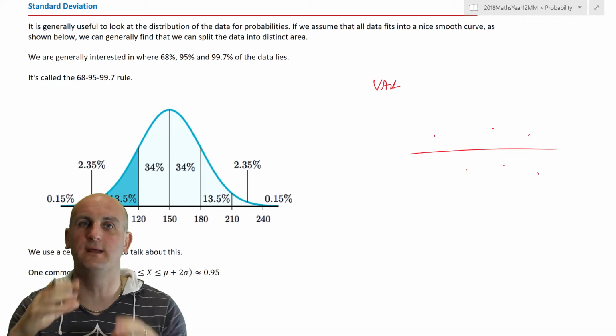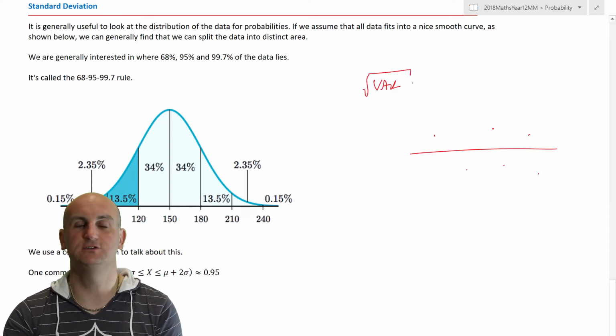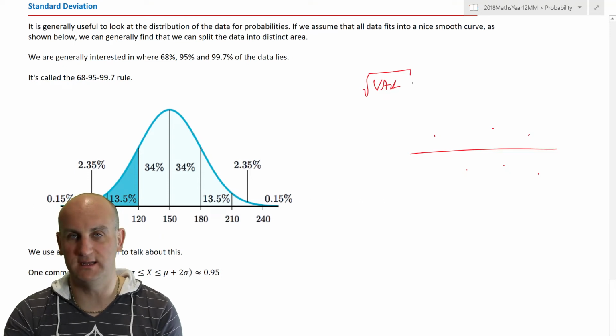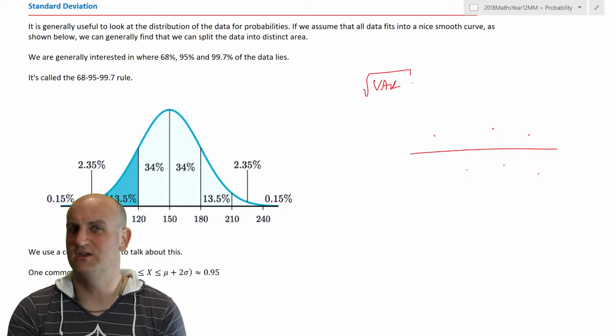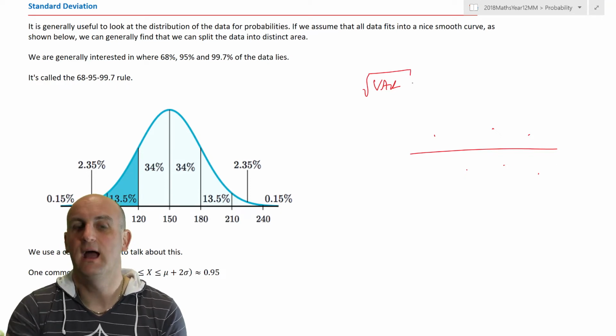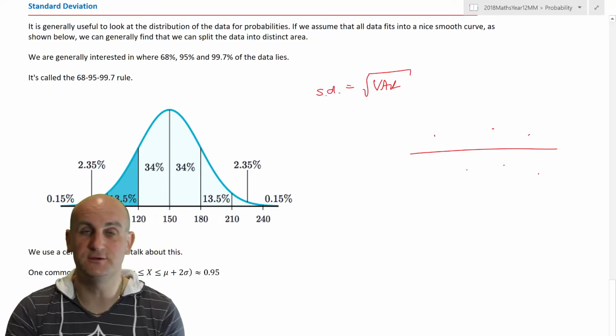Well, we square them all to make them positive, and then funny enough, we square root the variance to turn it back into our original units. Right? So if, for example, we were doing heights in meters, then we would have squared it to get meters squared, which makes no sense because you can't measure heights in areas. And so we square root the variance, which gives us this thing called the standard deviation.